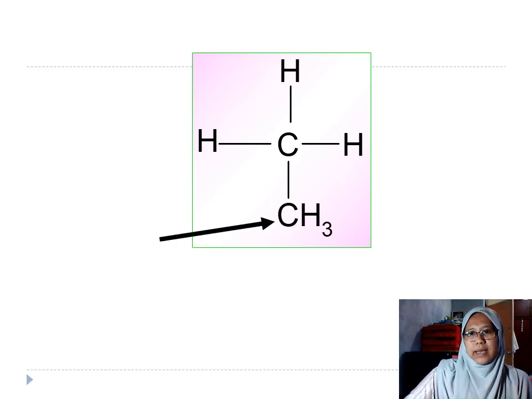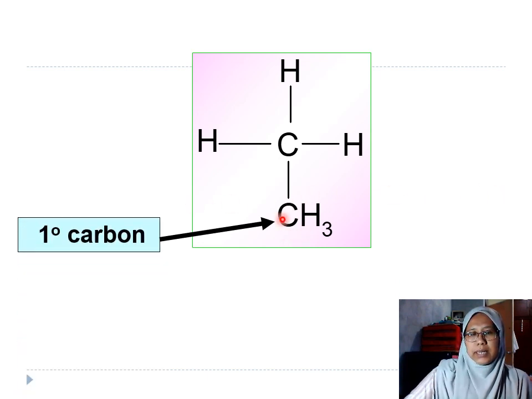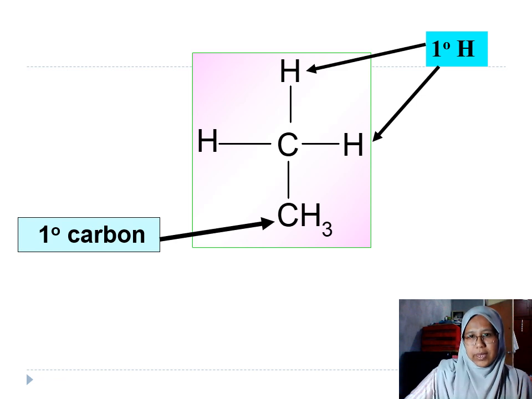Let's look at this example. As shown to you there is one carbon, and that particular carbon is a primary carbon because it is attached to only one carbon. This carbon also is primary carbon because it is attached to only one carbon. What is this hydrogen? This hydrogen is attached to a primary carbon, so it is a primary hydrogen. Okay.